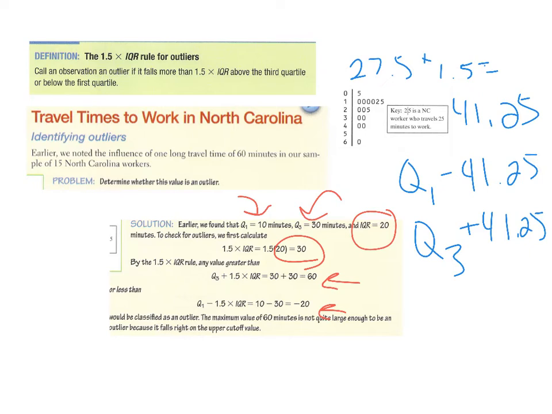But in this case, we do have a 60-minute commute. Well, that 60-minute commute is not an outlier. It is right at the mark, but it has to be greater than 60, not greater than or equal to 60. So that one officially is not an outlier. Any bigger, though, and it would be.